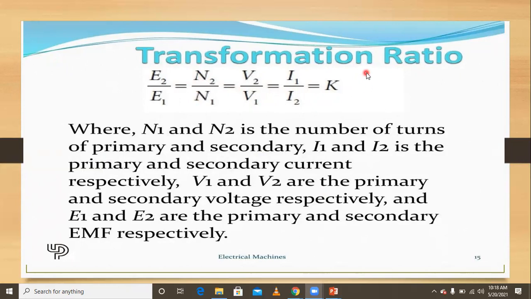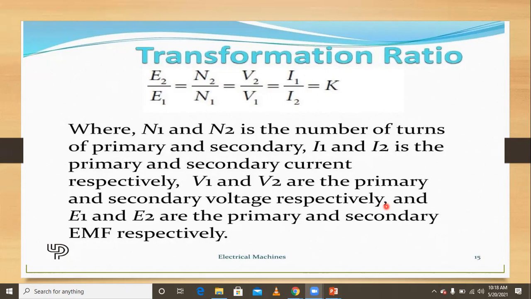K is equal to 1 by a. That is N1 by N2, or V1 by V2, or I2 by I1, the opposite. That is called the turns ratio. But K is called the transformation ratio, where N1 and N2 are the number of turns in the primary and secondary winding of the transformer, I1 and I2 are the primary and secondary currents, V1 and V2 are the primary and secondary voltages respectively, and E1 and E2 are the primary and secondary induced EMFs.